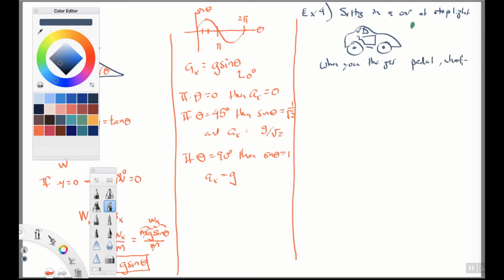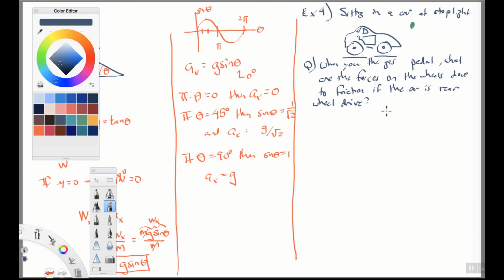When you hit the gas pedal, what is the force on each wheel, or what are the forces on the wheels due to friction if the car is rear wheel drive? I'm not asking you to draw a complete free body diagram. I'm simply asking you, what is the direction of the frictional force exerted by the road on the back wheels and on the front wheels if your car is a rear wheel drive car? Okay, so let's do this.